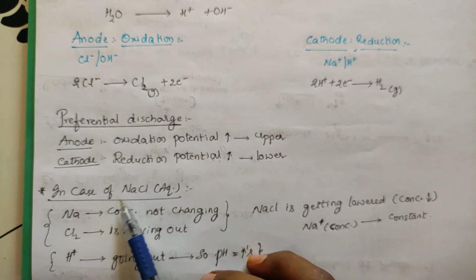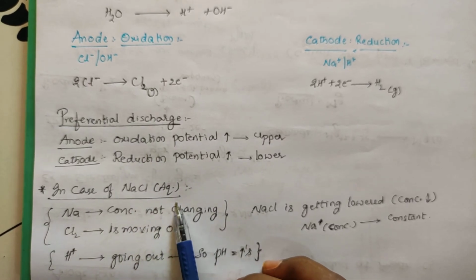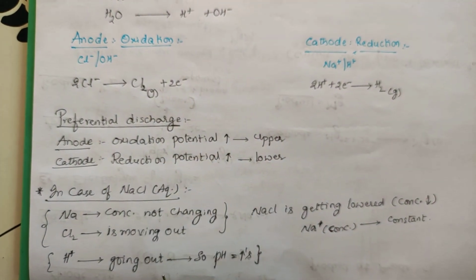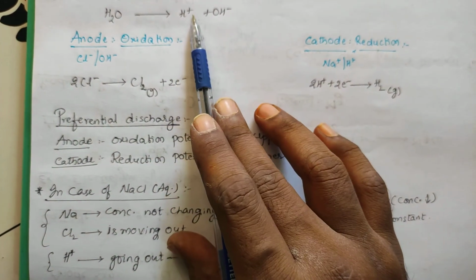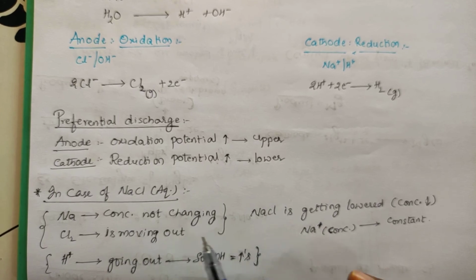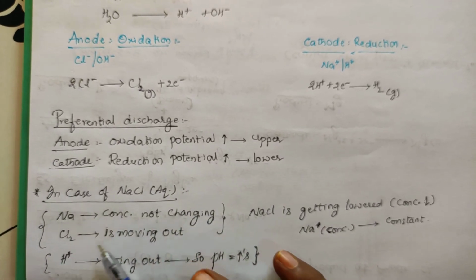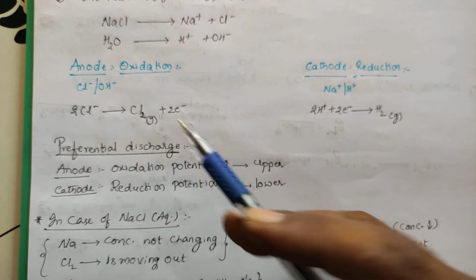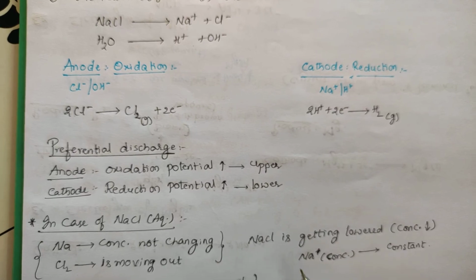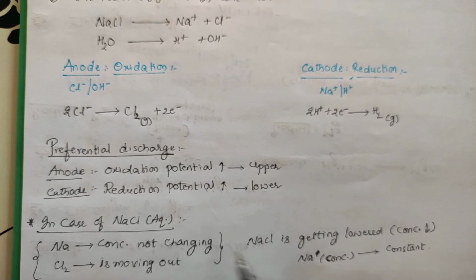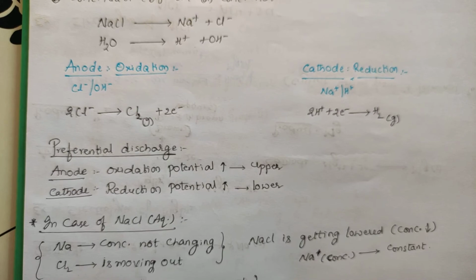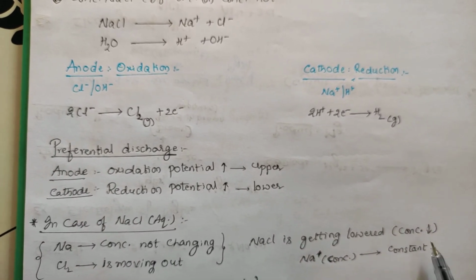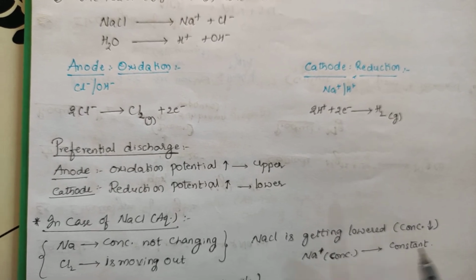Suppose in case of aqueous NaCl, with whatever we have learned in the above case, what happens to the concentration of Na? Is there any change here? No, the concentration of sodium has not changed. What happened to the chlorine concentration? Chlorine is forming as a gas. See here, chlorine has formed a gas, so that chlorine moves out of the container. So NaCl is getting lower in concentration. Sodium concentration is not changing, but chlorine concentration is changing. On combining both, NaCl concentration is getting lowered. Na plus concentration is constant.